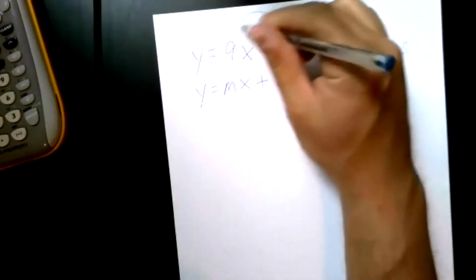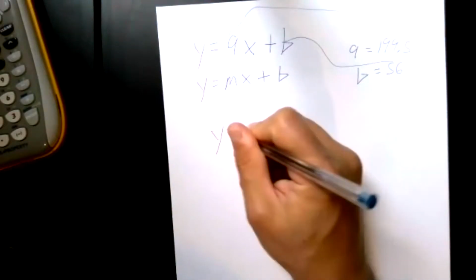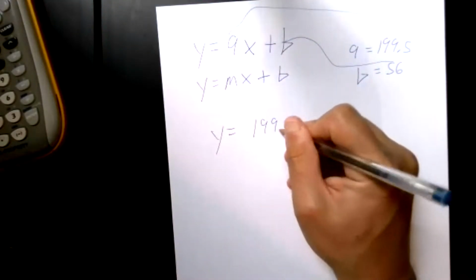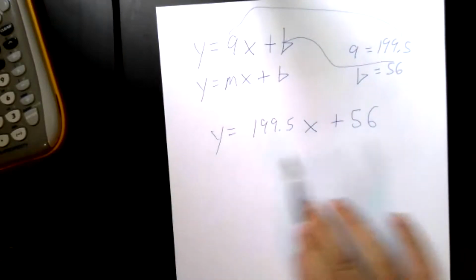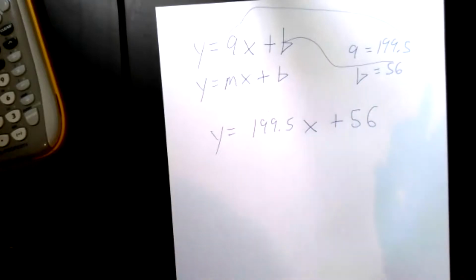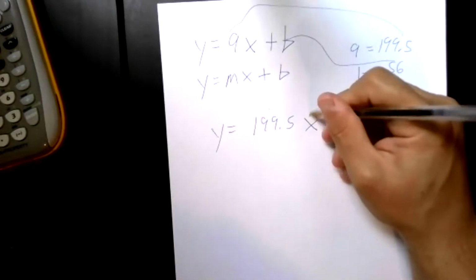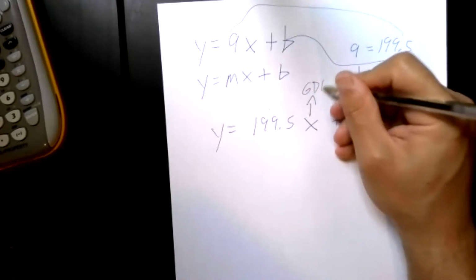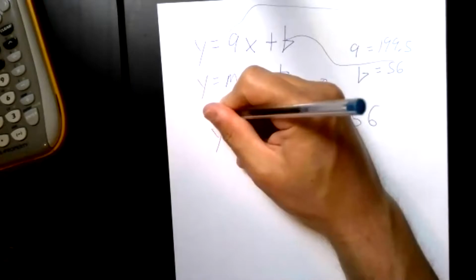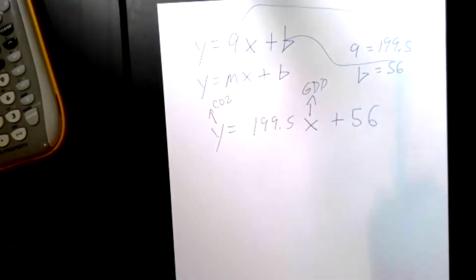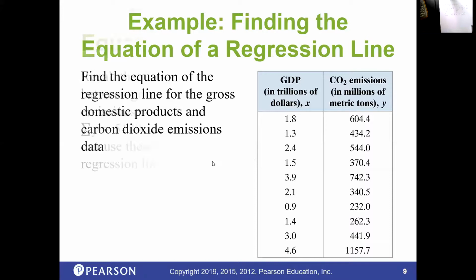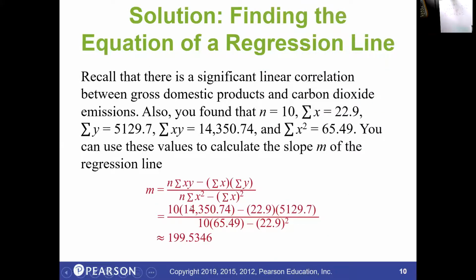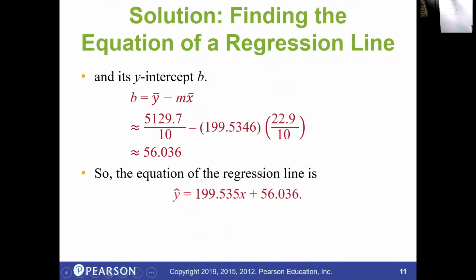And then we simply plug those numbers into the format. Y equals 199.5x plus 56. And that is the equation of the regression line. In this case, X represents GDP, or gross domestic product. Y represents the amount of CO2. So we're bypassing this long, nasty formula here, and we have the regression equation.